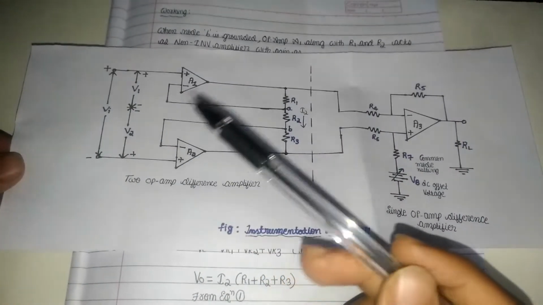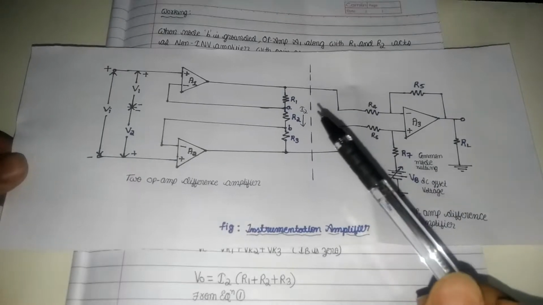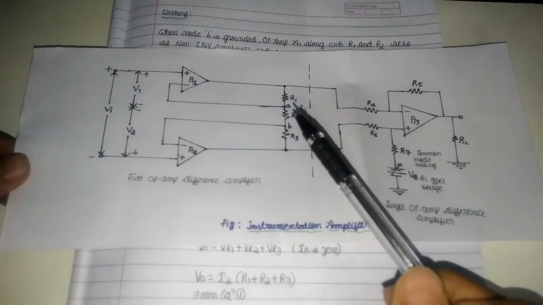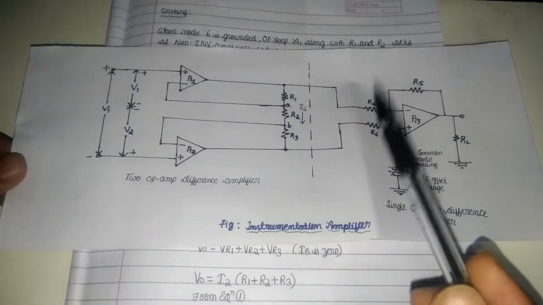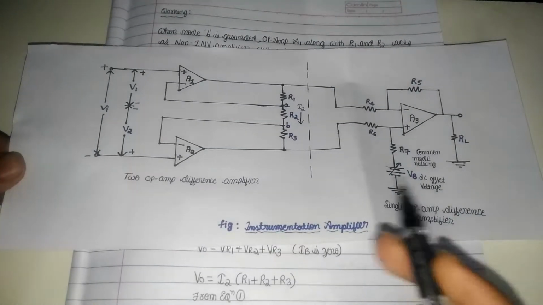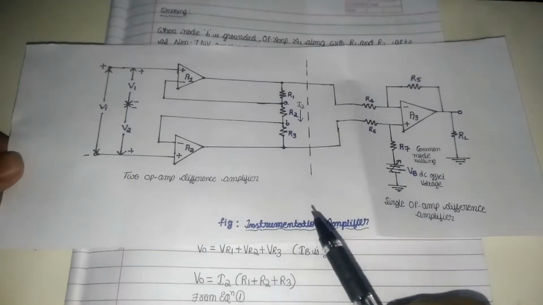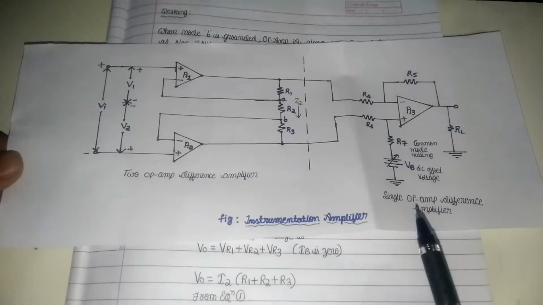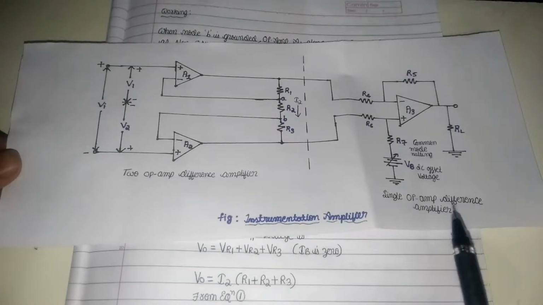V1 and V2 are the two voltages we need, and here there is a current flowing. This current is known as I2, and here there are two nodes A and B. Now we can see the instrumentation amplifier is divided into two parts: a two op amp difference amplifier, and a single op amp difference amplifier.